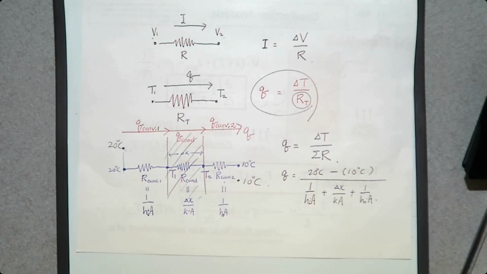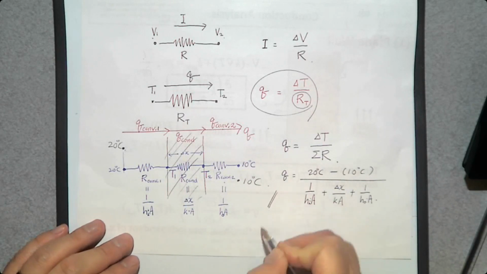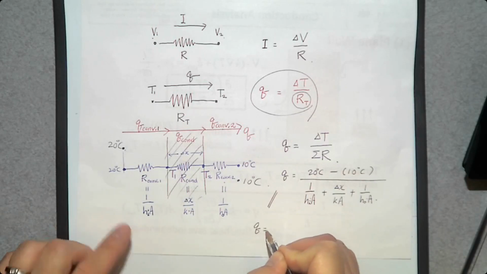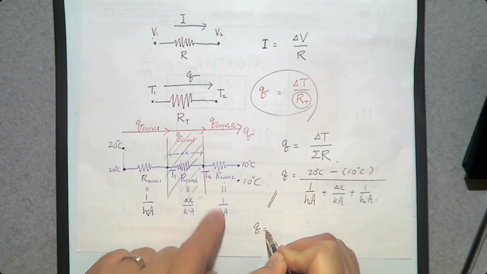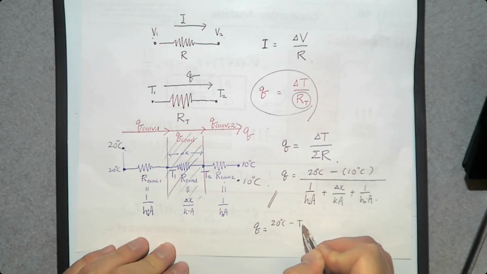Is that it? No, you can come up with many different Q. You just need to follow this form, delta T over the sum of R. What about if we consider 20 degrees Celsius and T2? You can do that. So the same Q is going to be this time between 20 and T2, 20 degrees Celsius minus T2.